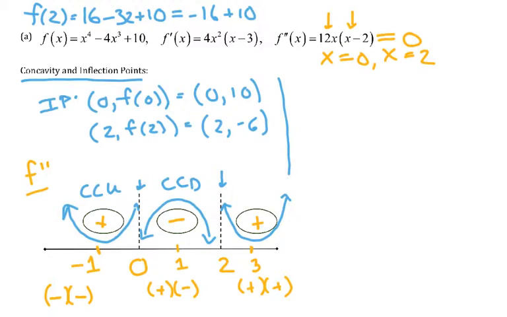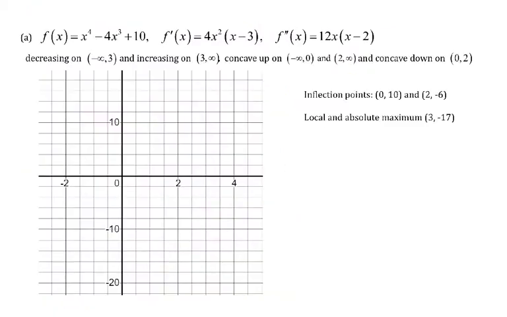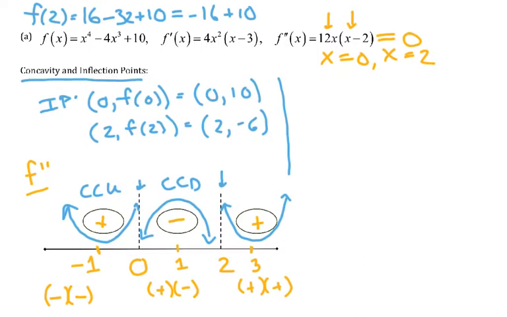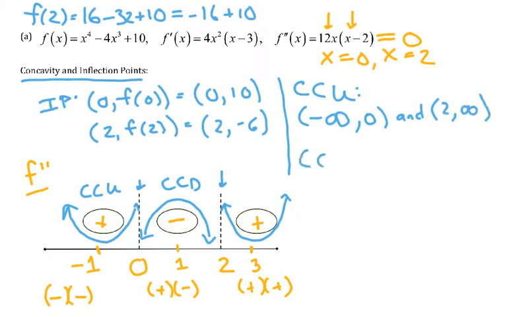All right. Let's also write down the intervals where we're concave up and concave down. So this will be from negative infinity to 0 and 2 to infinity. And we're concave down on 0 to 2.